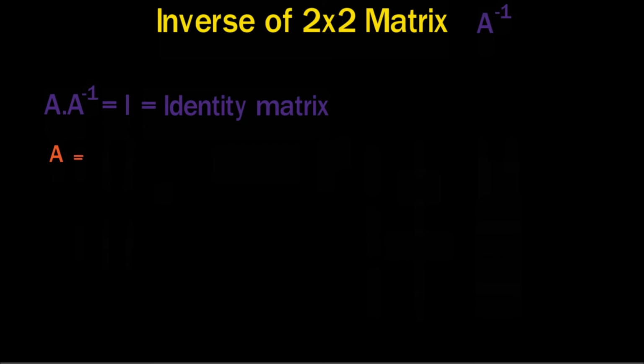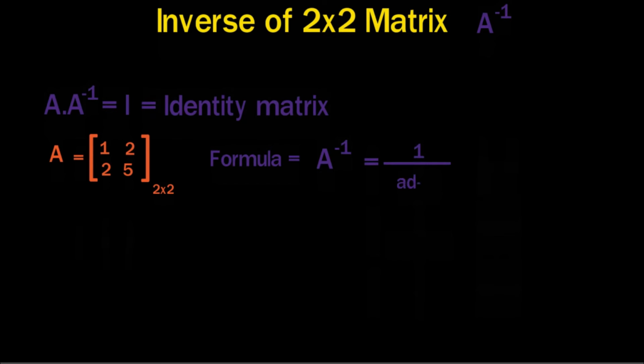So first we must understand what is inverse. Basically, let's say if you have a matrix A, you multiply with the inverse of matrix A, you will get the identity matrix. So let's say we have one example, matrix A, 1, 2, 2, 5. So this is a 2 by 2 matrix. The formula to calculate the inverse of matrix A is inverse of A equal to 1 over AD minus BC, times D, negative B, negative C, A.